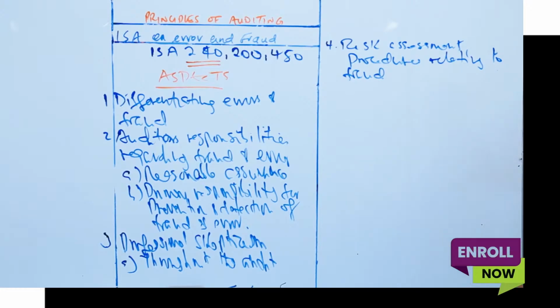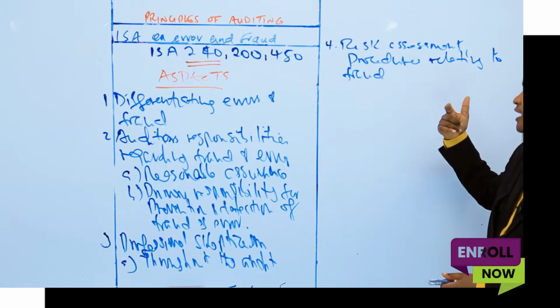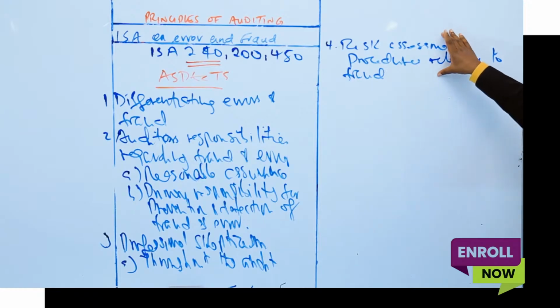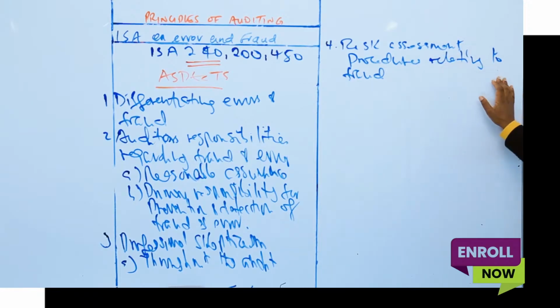And it's important also to note that the auditor is required to consider whether information obtained indicates the presence of fraud risk factors or events or conditions that indicate an incentive or pressure to commit fraud, an opportunity to commit fraud, or an attitude to justify fraudulent activities. So there is that aspect of risk assessment procedures relating to fraud.